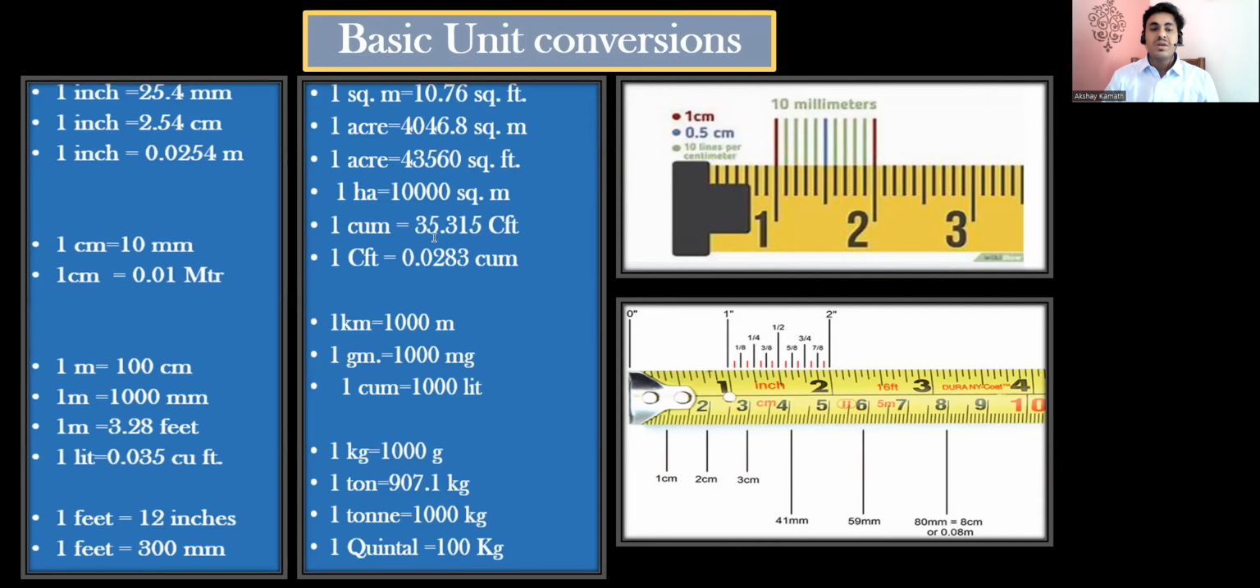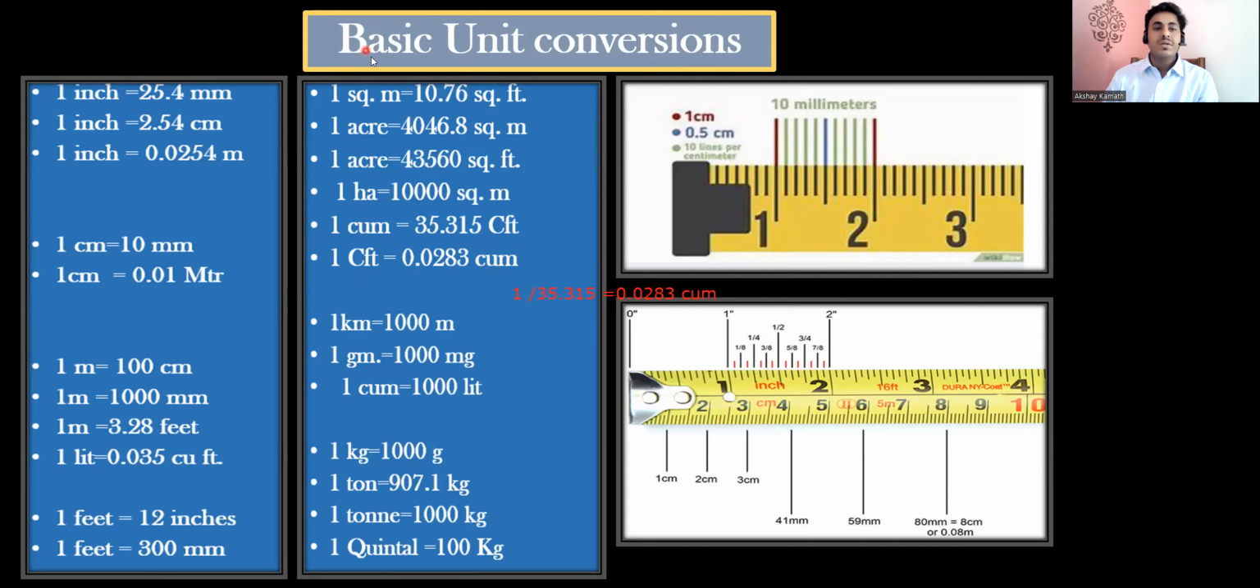If 1 cubic meter is 35.315 cubic feet, then what is 1 cubic feet? Very simple. You have to do 1 divided by 35.315. Do this manually along with me, and you're going to get 0.0283 cubic meter. Okay, this thing you have to remember. If you remember this you can do the rest on your own. 1 cubic meter is 35.32 cubic feet.